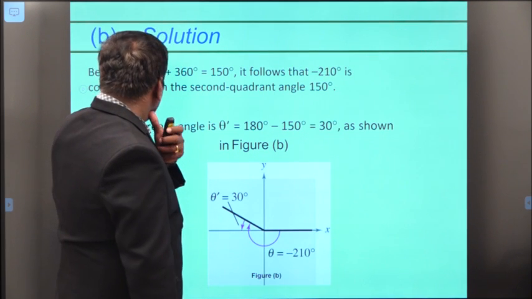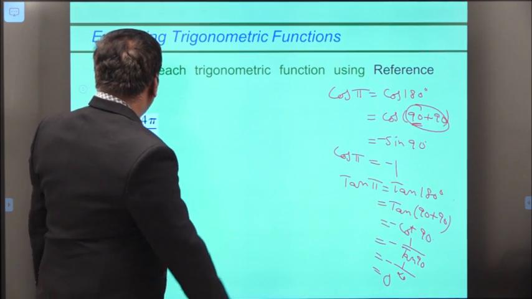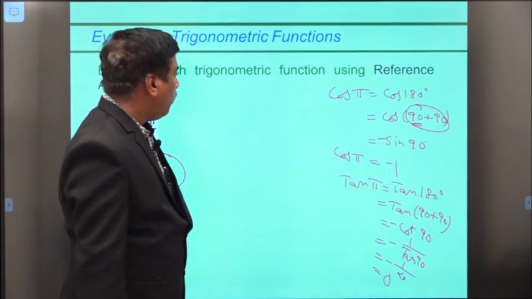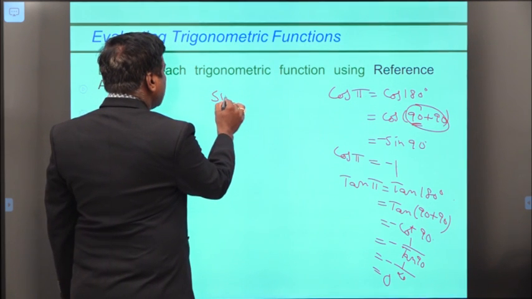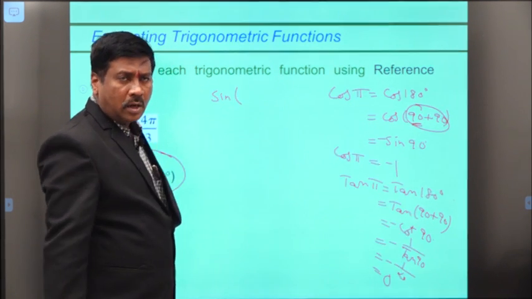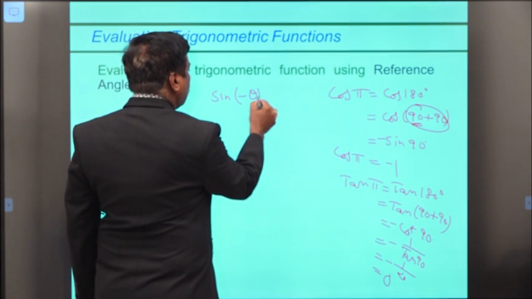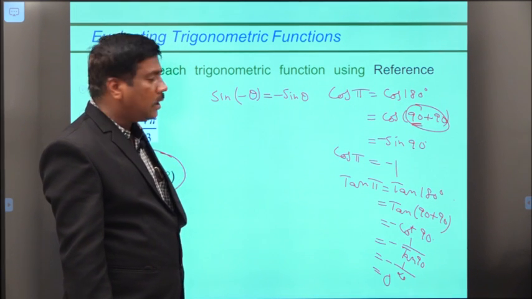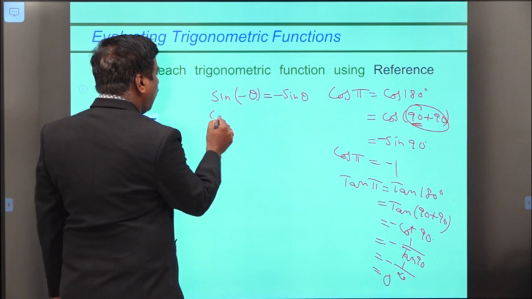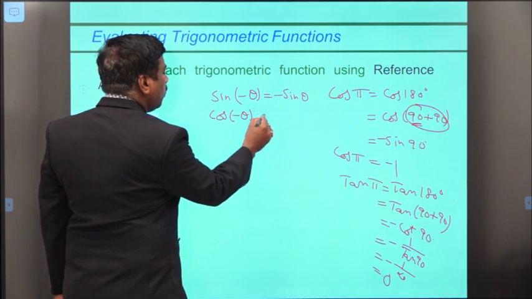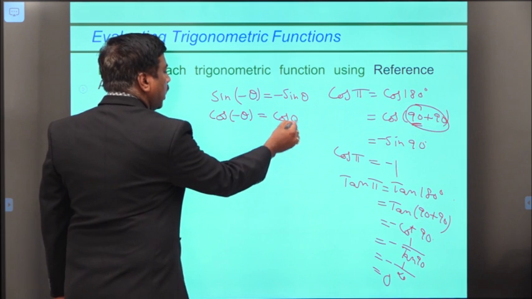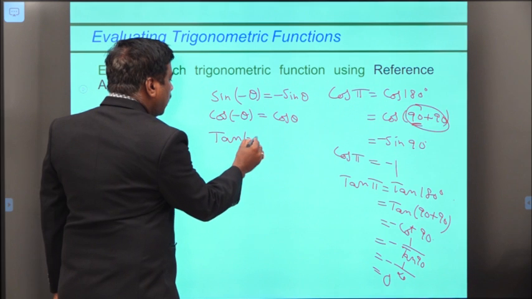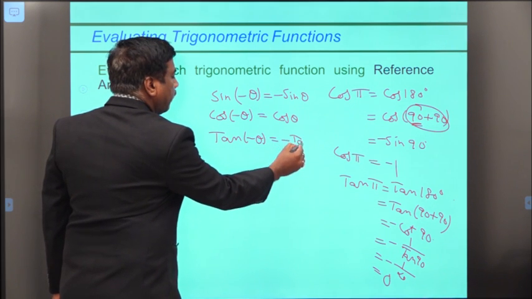Similarly, what is the second example? That is tan of minus 210 degrees. Here we have to use the even and odd functions, which I already explained earlier also. Sin of minus theta equals minus sin theta, because that is the odd function. Then cos of minus theta equals plus cos theta, because cos is the even function. And tan of minus theta is equal to minus tan theta.